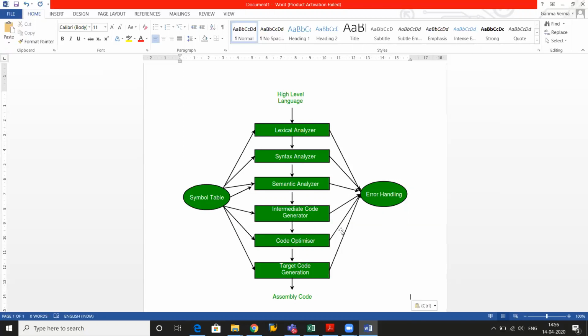Code optimizer is basically a module in which we optimize the code. We try to reduce the number of lines in the code, so that the memory and the execution memory space should get reduced, and the execution time should also get reduced. And the main focus of code optimization is to optimize the loops which are present in the code, because the maximum time of the execution of a particular code lapses into the loop execution. Right, after code optimization, we perform target code generation.